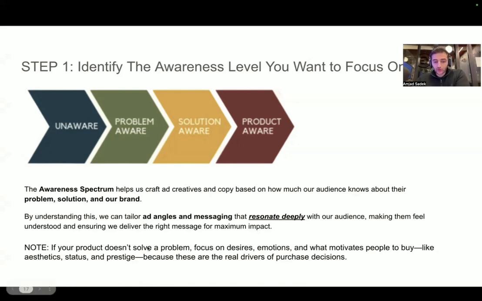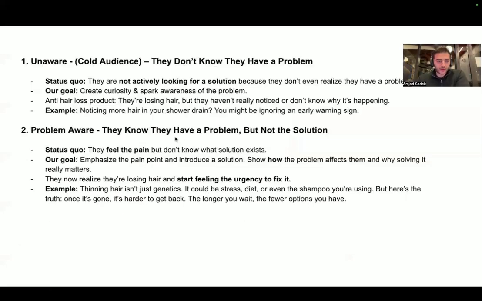By the way, if your product doesn't solve a problem, in that case you need to focus more on the desires and emotions. So what motivates people to buy, like aesthetic, status, and prestige, because these are the real drivers of purchase decisions for a product, let's say a bracelet or a t-shirt or something like that. But if a product solves a problem, then I'm going to show you how to use these awareness stages.